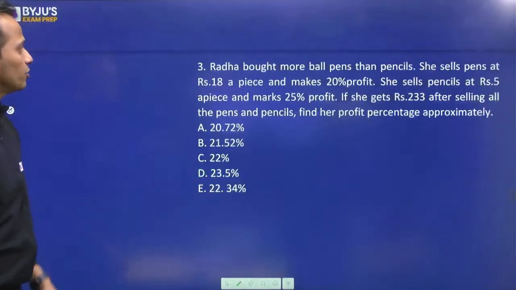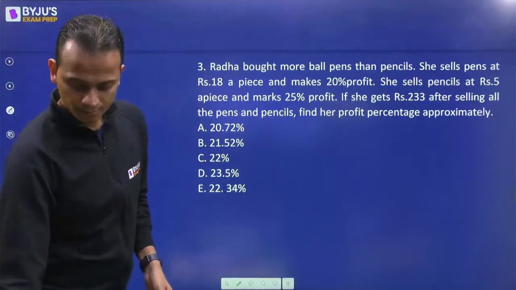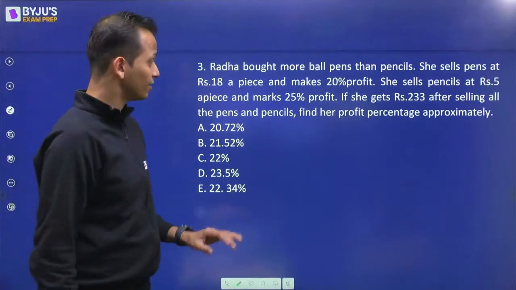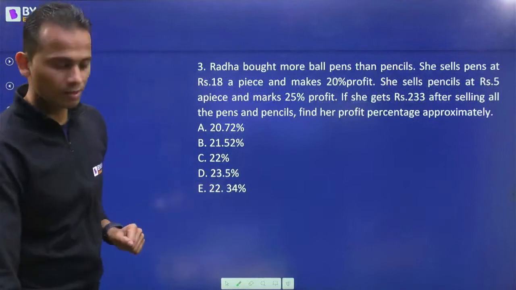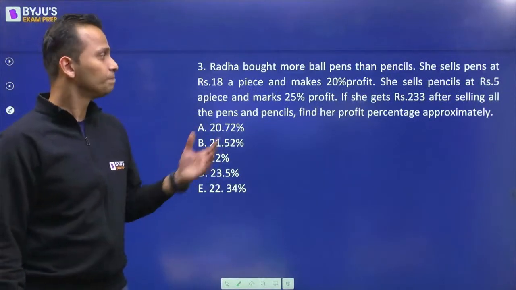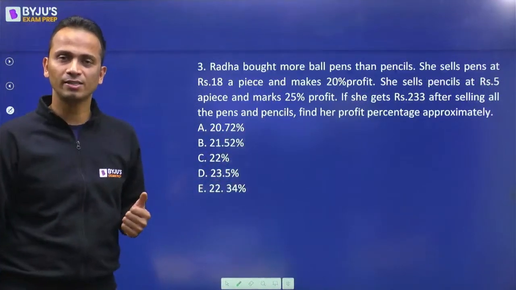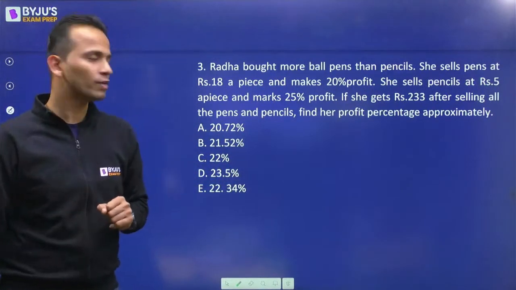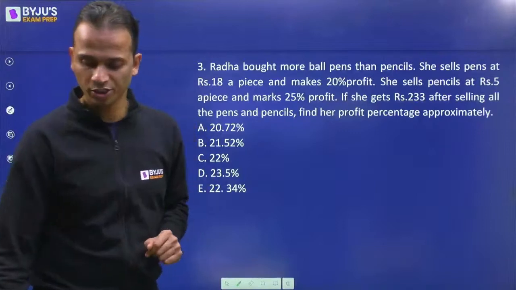Next question, question number 3. Now this is a good question. So this question will involve the logics of obviously you can see profit, loss and discount. Also it will involve the logic of special equations.